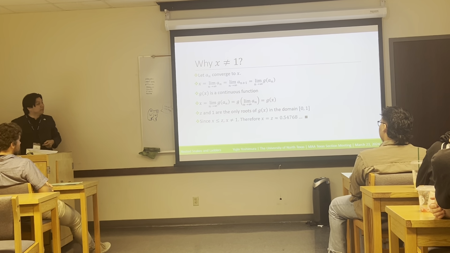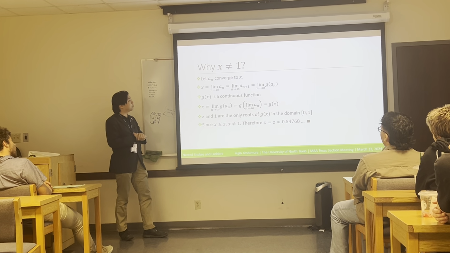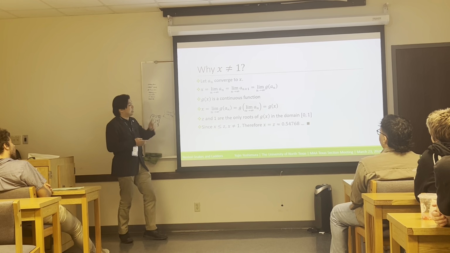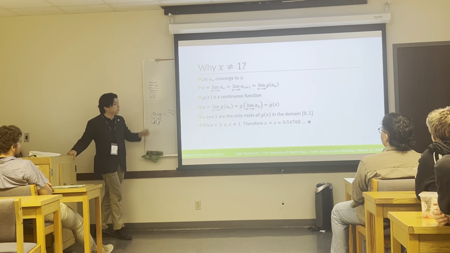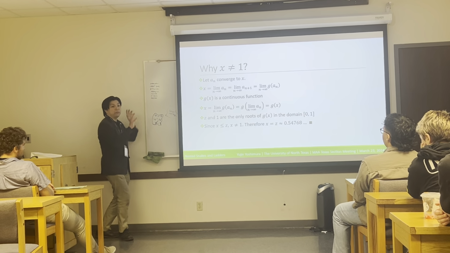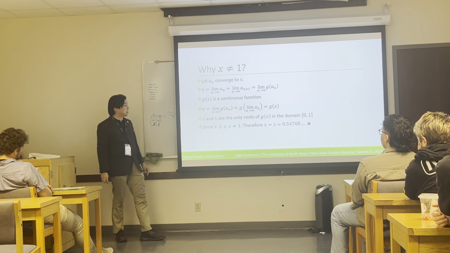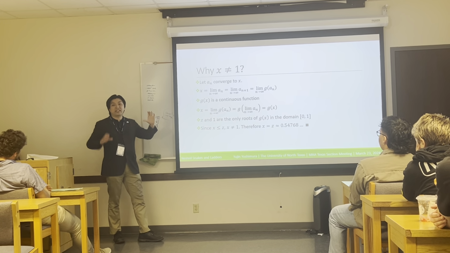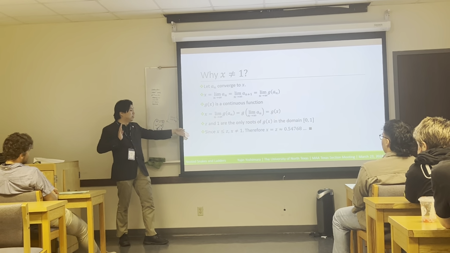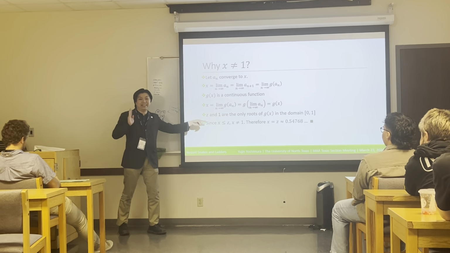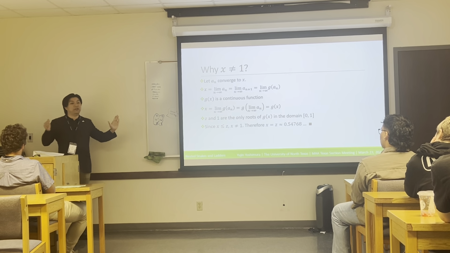So it converges. Let's say I take the limit as n goes to infinity. I can express it as the limit of g of a sub n. But g is a continuous function, so I can interchange the limit and push it inside the function, giving g of x. So I get a nice equation, x equals g of x. And there are only two roots inside 0 and 1, which are z and 1. Since the upper bound was z, it cannot be 1, so the answer is 0.54768. And that's the end of the proof.